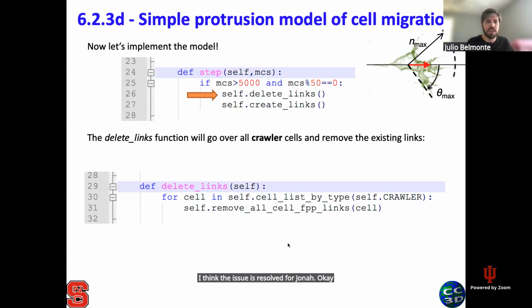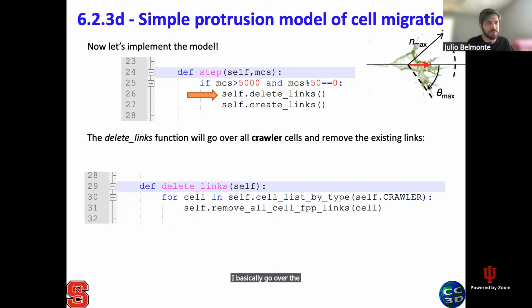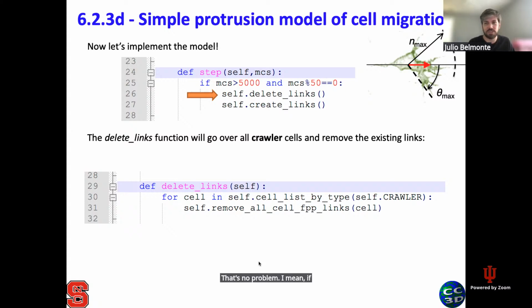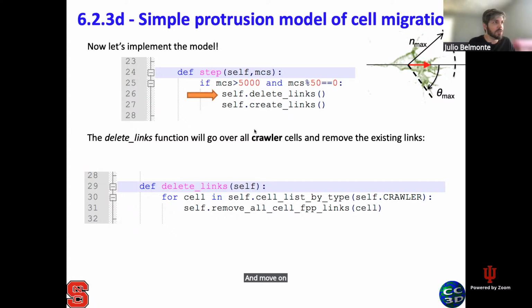Okay, so this is going to be a very simple function. It basically goes over the crawling cells and deletes all the links that it has. Is there a problem if you have no links yet and it tells you to delete? There's no problem. If it doesn't have any links to delete, you're just going to ignore and move on. Okay.